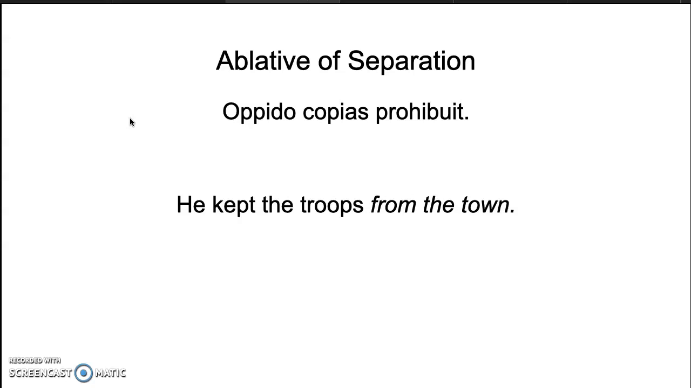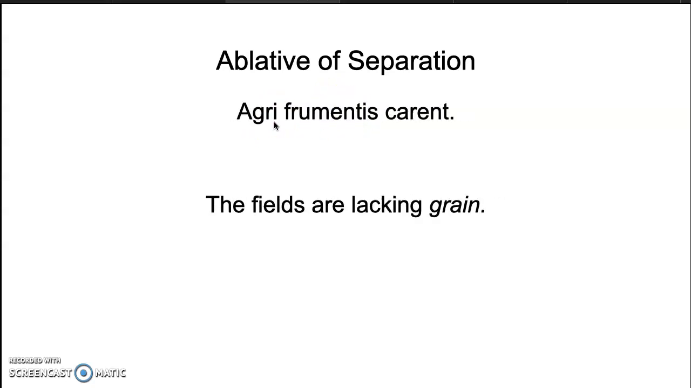Notice how he is separating the troops from the town, and oppido is our ablative of separation. And we could have put that next to the verb, so that could have been rendered like this, same translation. So keep that in mind. Again, that word order is important. It's going to help you figure out what's going on. It's either next to the verb or at the beginning of the sentence. Another example, agri frumentis carent. The fields are lacking grain.